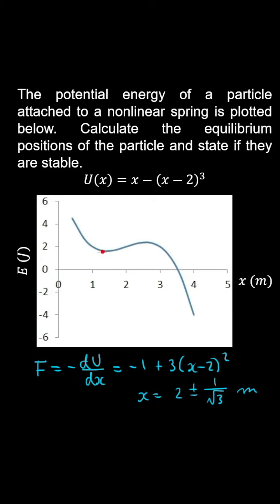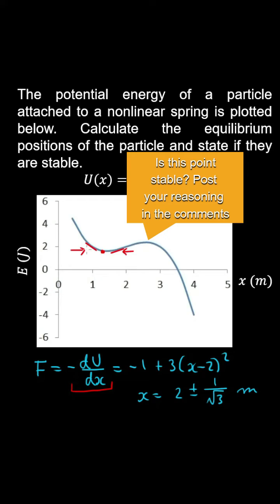For this equilibrium point, we can see that the slope of the tangent to the curve is negative, so the force is positive, and it's going to point in the positive direction. On this side, the slope of the tangent to the curve is positive, so the force is going to point in the negative direction. Therefore the force is a restoring force, pulling the particle towards equilibrium.